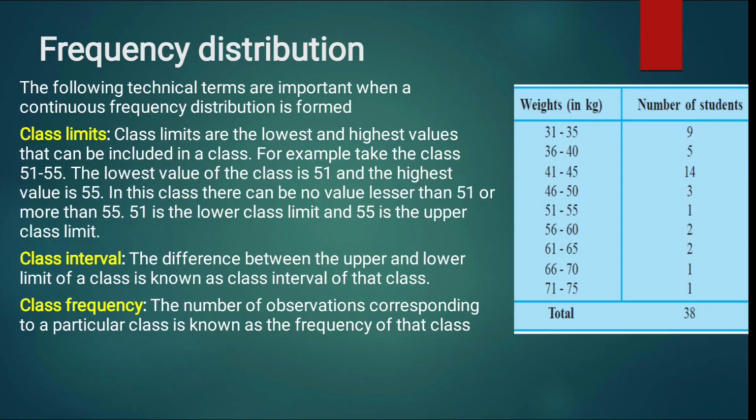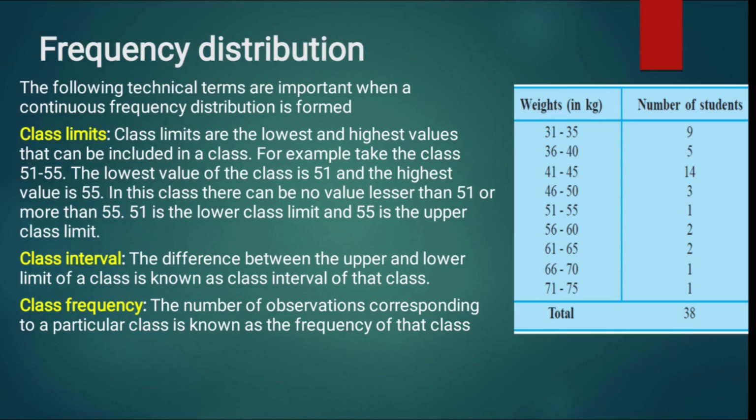Fine. So here are some terms of the frequency distribution. The following technical terms are important when a continuous frequency distribution is formed. The earlier slide was an example of a continuous frequency distribution. Here, 31 to 35, 36 to 40, these are your class limits, where the difference is 5. So what is class limit? When L1 and L2 are given in the continuous frequency distribution, 31 is your lower limit and 35 is your upper limit.